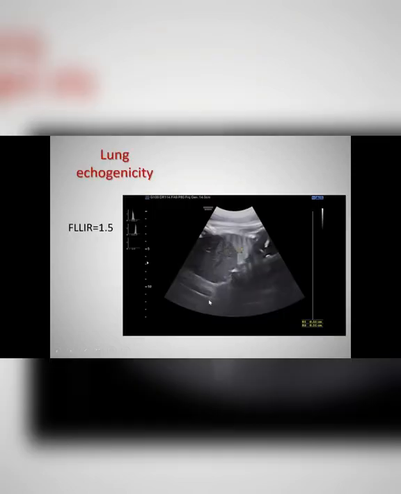How do we measure this? As we see here in this slide, this is the lung and this is the liver, and we put a region of interest. And we measure the ratio between both, as if we measure the density in CT, for example. So we put it here and measure the density, and here we measure, and then we calculate the ratio. The ratio in this case is 1.5, so it's fine. In this case, subjectively you can see that the lung is more echogenic than the liver. But in order to be precise, they do this measure, which is called the FLAR, or the fetal lung-liver ratio.